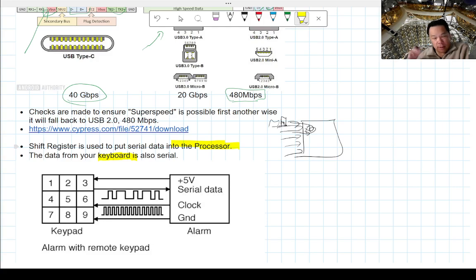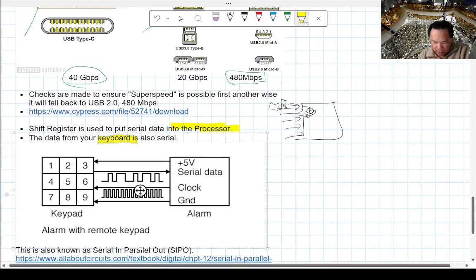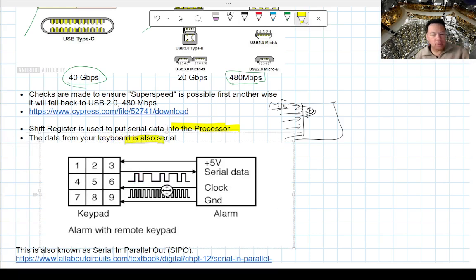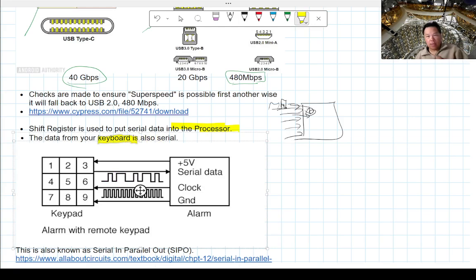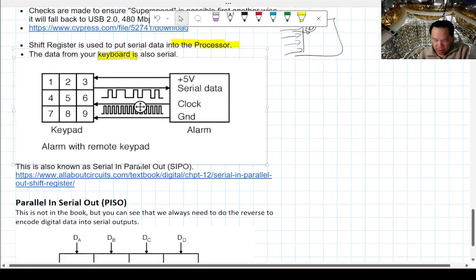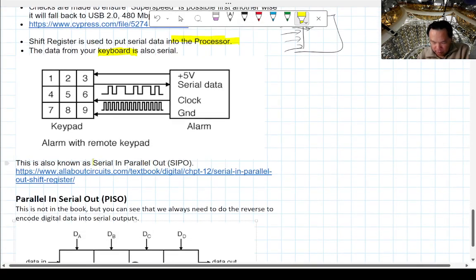Another interesting application that I didn't know about until I read it in the book is that your keyboard also sends a signal in serial. So when you type 6 on your keyboard, for example, it sends out a certain pulse in a serial fashion. It doesn't send, what's 6 in binary, it doesn't send 0, 1, 1 in 3 bits. It just sends a pulse that represents 0, 1, 1 in serial fashion. As I mentioned, this is called serial in, parallel out.